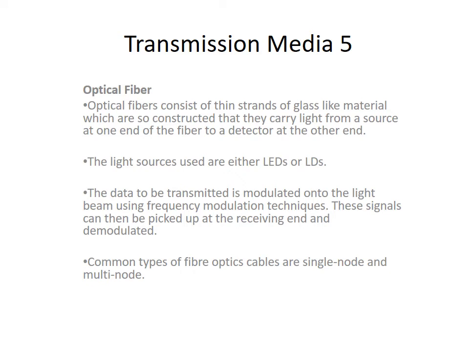Optical fiber. Optical fiber consists of thin strands of glass-like material which are so constructed that they carry light from a source at one end of the fiber to a detector at the other end. The light sources used are either LEDs or lasers. The data to be transmitted is modulated onto the light beam using frequency modulation techniques. These signals can then be picked up at the receiving end and demodulated. Common types of fiber optic cables are single mode and multimode.